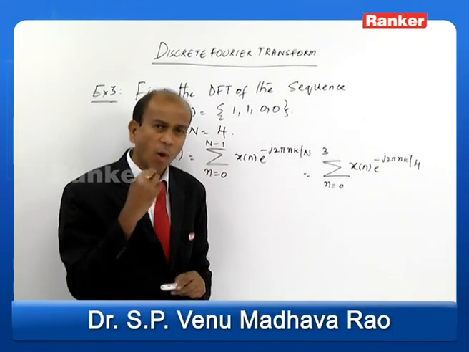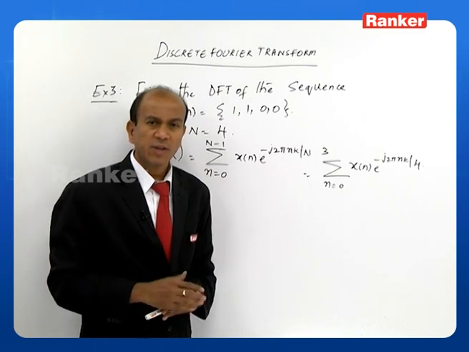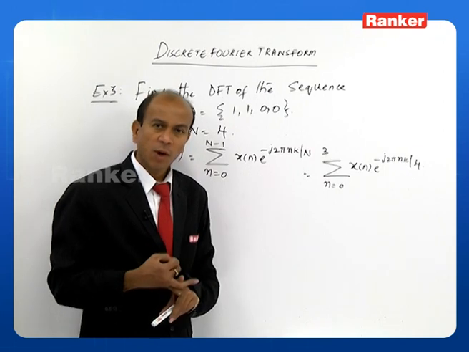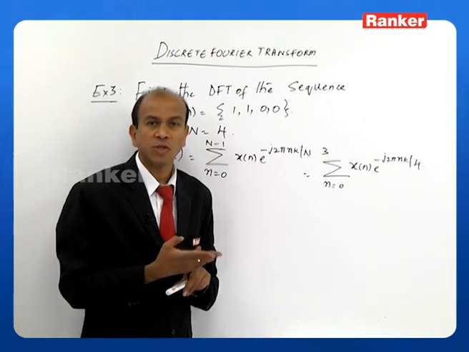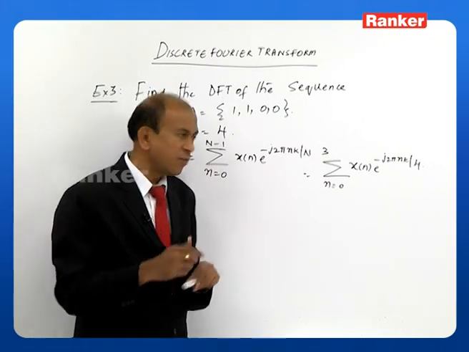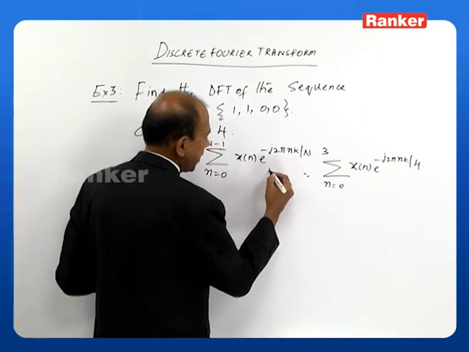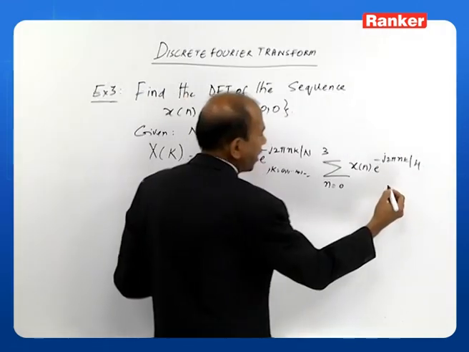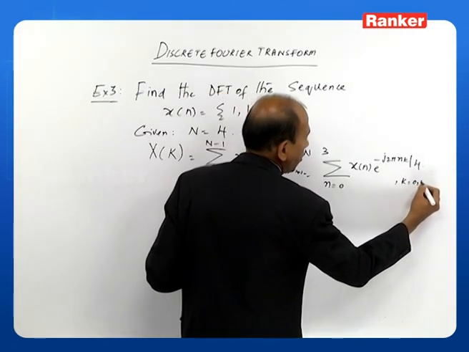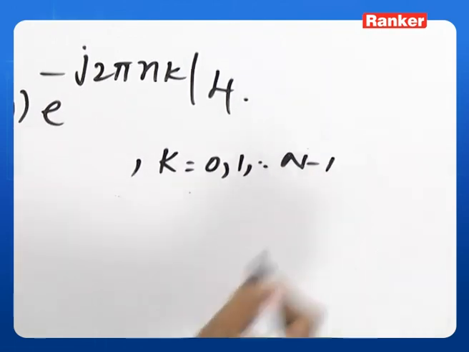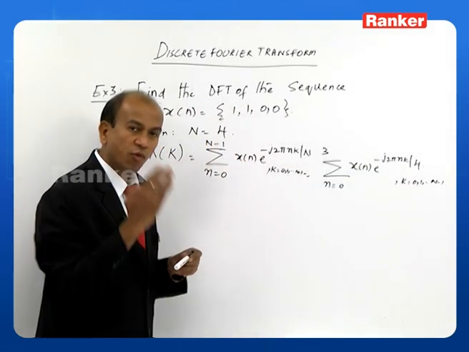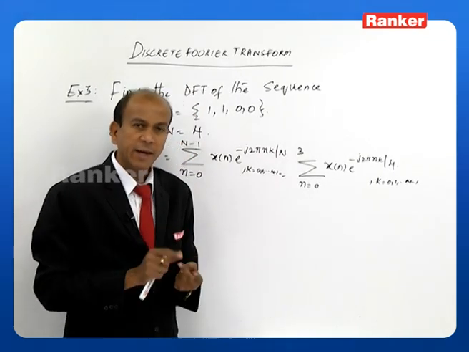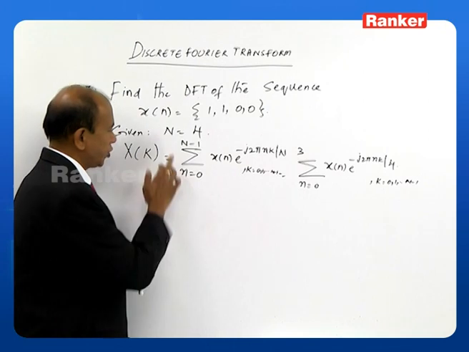Now what is the sequence length? N is equal to 4. So I'll start with k is equal to 0, k is equal to 1, k is equal to 2 and k is equal to 3. So k is again from which place to which place? Let us put down k is equal to 0, 1 up to N minus 1. So here also k will be equal to 0, 1 up to N minus 1. So for us there are 4 values of k: k is 0, k is 1, k is 2 and k is 3.